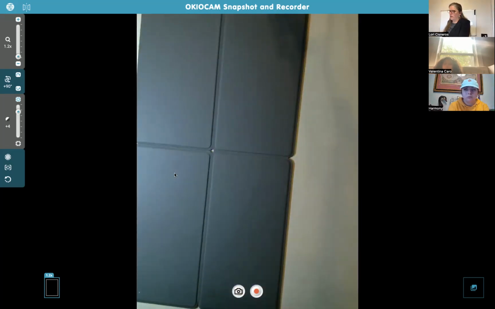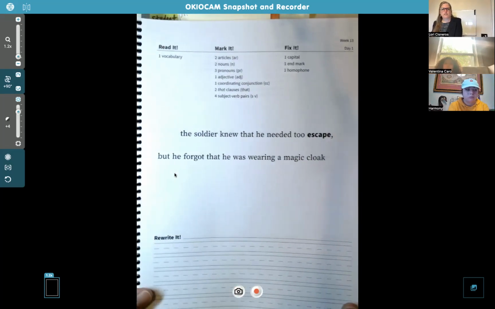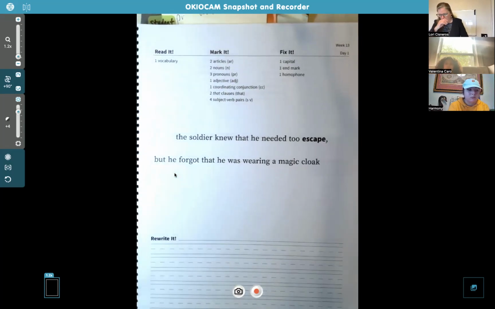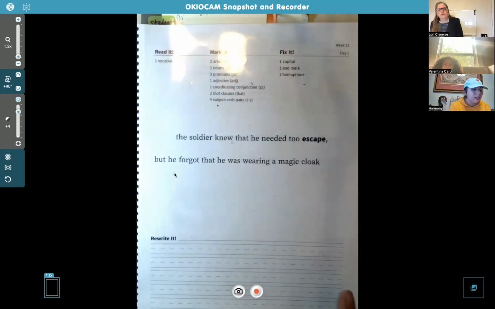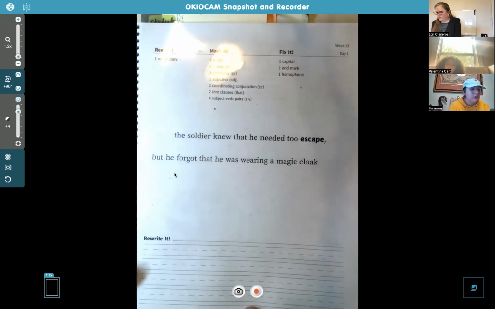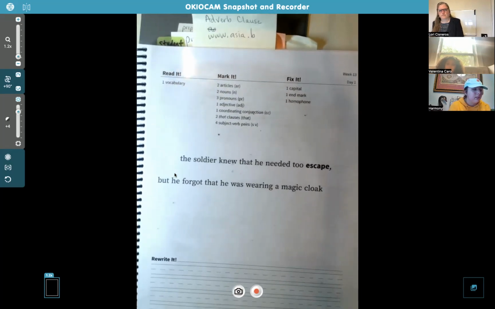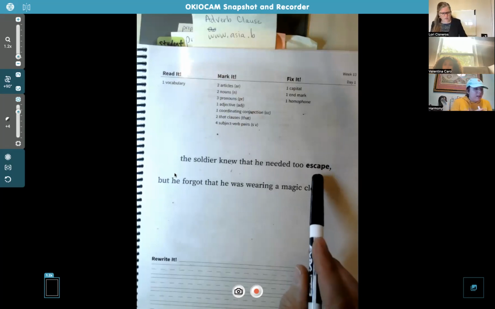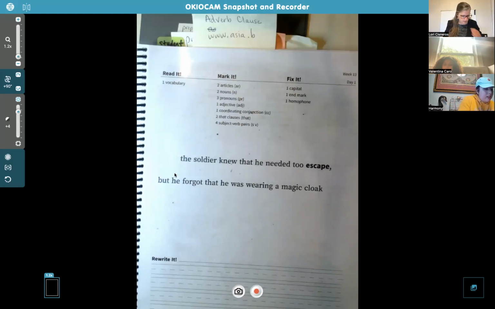Let's go to page 75, which is the practice page. And I'm going to start with Harmony. Could you read the sentence for us, please? The soldier knew that he needed to escape, but he forgot that he was wearing a magic cloak. Nice, very good, Harmony. So our vocabulary today is escape, and I'm sure you girls know what that means.